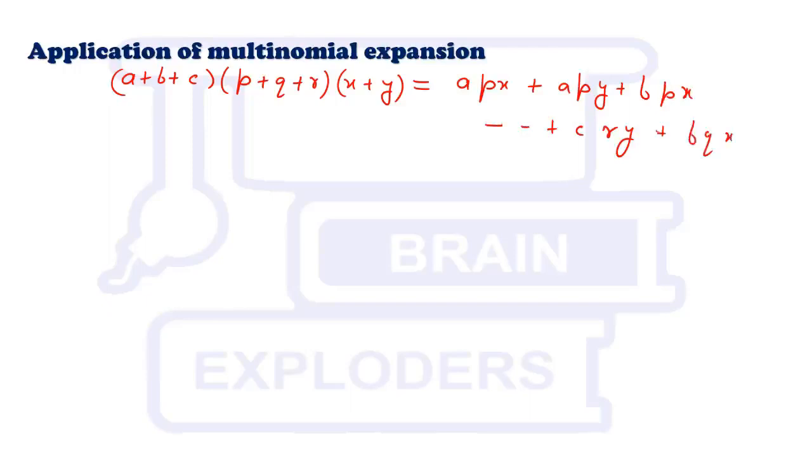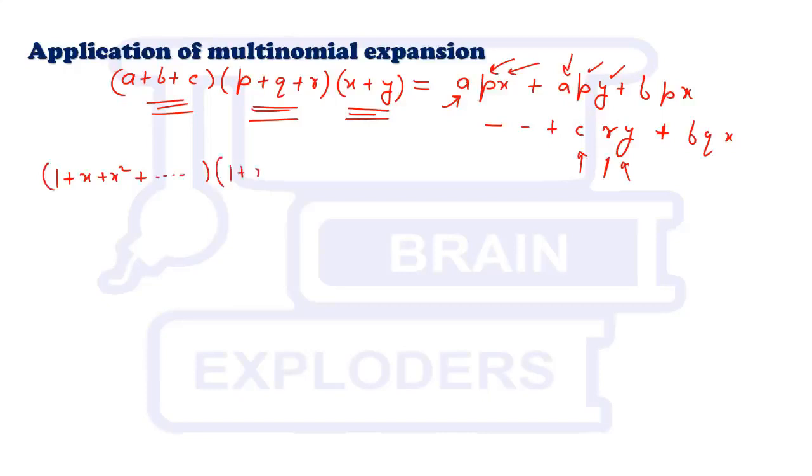In each term, one factor will be from the first bracket, another factor from the second bracket, and another factor from the third bracket. You can see a is from the first bracket, p from the second one, and y from the third one. Here also c from the first one, r from the second one, and y from the third one. Okay, this much is clear. Now if we have an expression like (1 plus x plus x square and so on up to infinity), an infinite series, multiplied with another identical infinite series, (1 plus x plus x square, so on up to infinity).